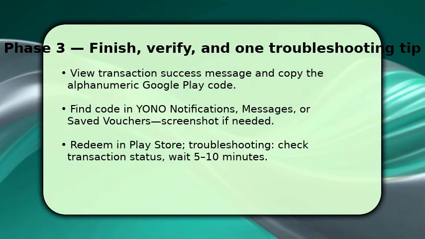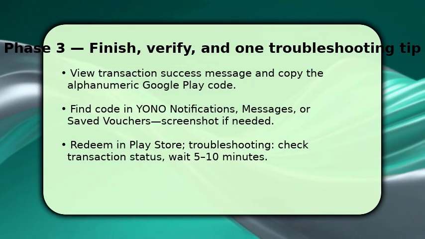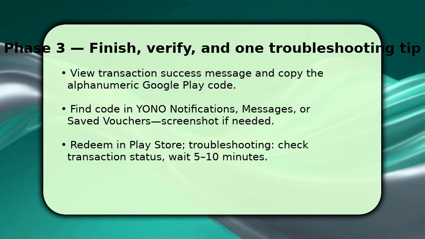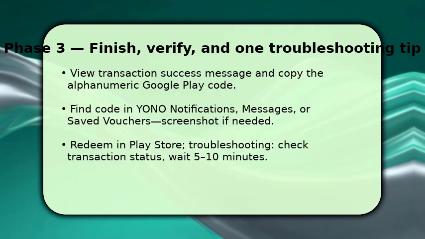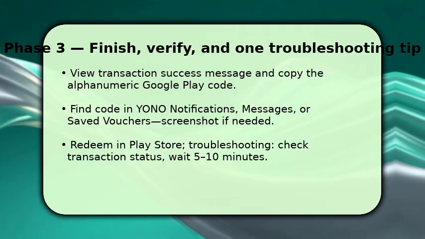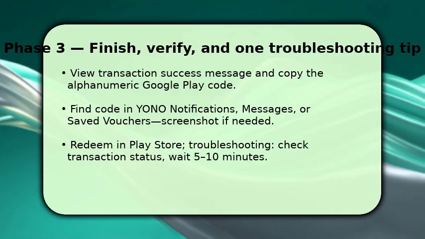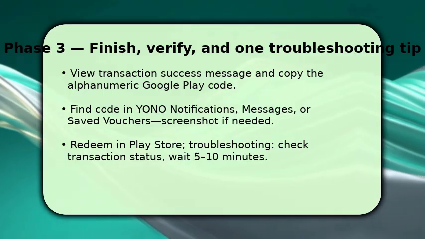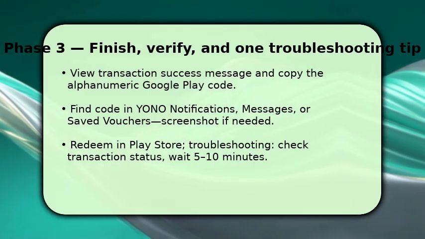You will receive the Google Play redeem code on the transaction success page. Copy it now, and also check Yono notifications, messages, or saved vouchers if you miss it. Then open Google Play, go to Redeem, paste the alphanumeric code, and confirm to add credit.